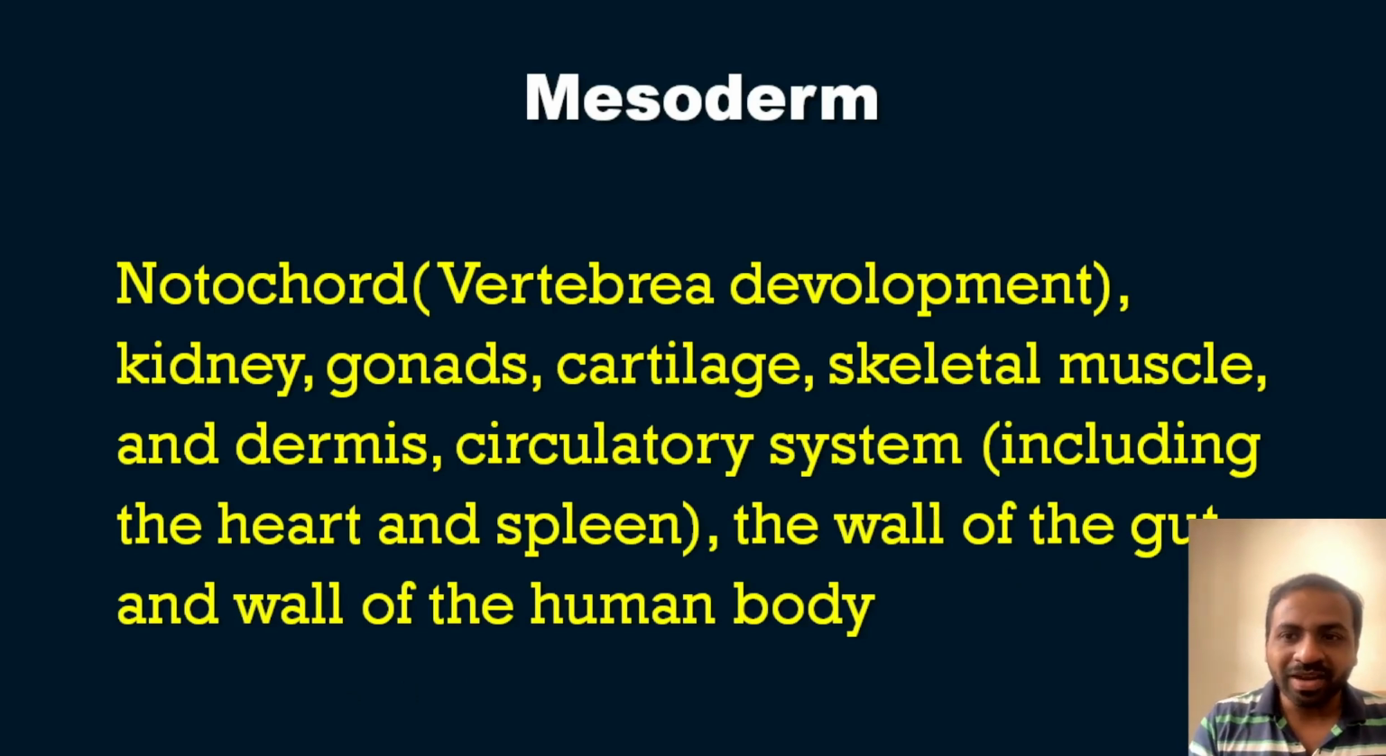Our question was regarding the gonads. So gonads and kidney, cartilage, skeletal muscles, dermis, circulatory system including heart and spleen, and the wall of the gut and the wall of the human body. These things are developing from the middle layer of the embryonic layer or the germinal layer, that is mesoderm.